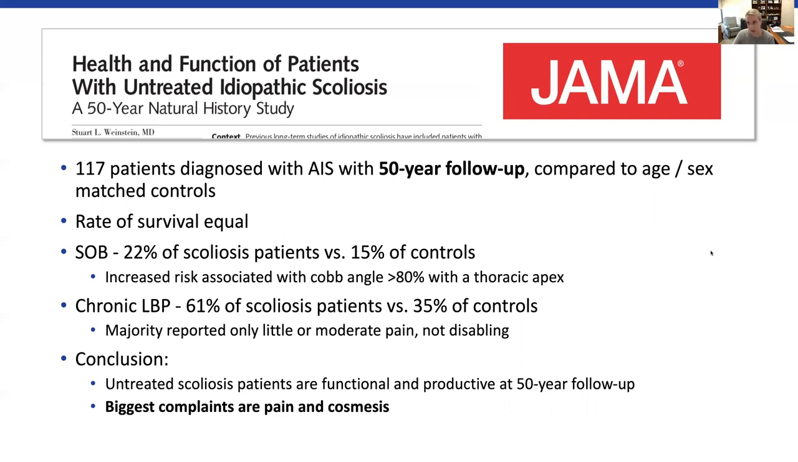He looked at long-term outcomes of the patients with scoliosis and noted that the rate of survival for patients with untreated scoliosis was equal to that of those who didn't have it. They did find a small increase in shortness of breath amongst the patients with scoliosis versus the controls. However, this risk was mostly associated with curves that were greater than 80 degrees that were located in the thoracic spine.